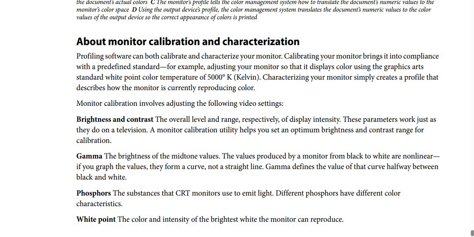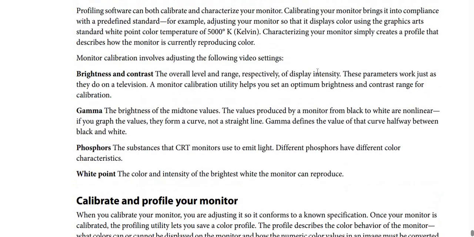with a predefined standard. For example, adjusting your monitor so that it displays color using the graphics art standard and white point color temperature of 5000 Kelvin, and characterizing your monitor simply creates a profile that describes how the monitor is currently reproducing color. And monitor calibration, by the way, involves adjusting the following video settings, like the many options here now.